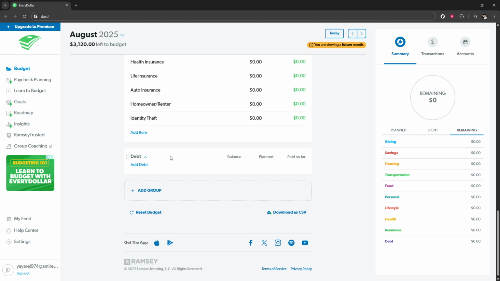Once all your budget items are entered, head over to the Summary tab on the right side of the page. It provides an overview of your financial situation, showing you what's planned, what's been spent, and how much remains, ensuring you keep your budgeting on track.